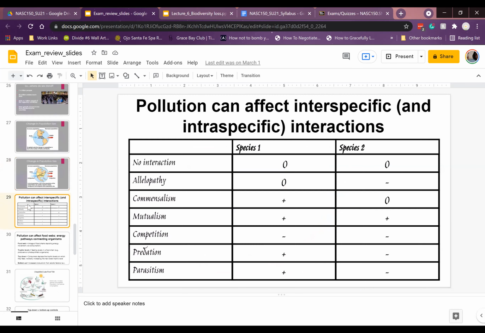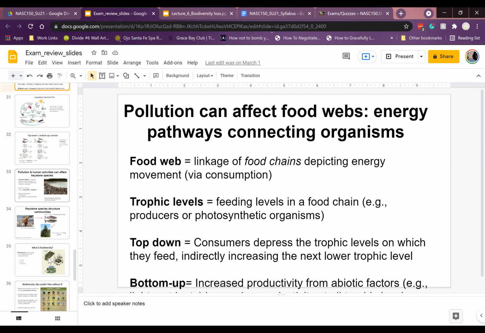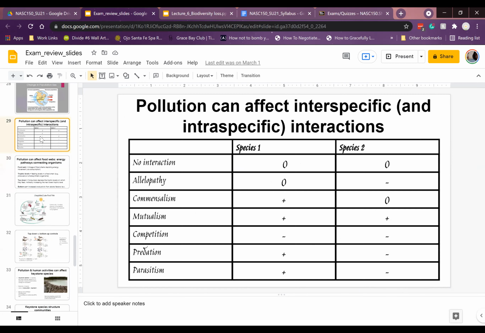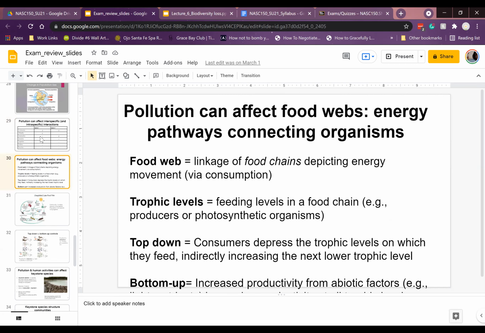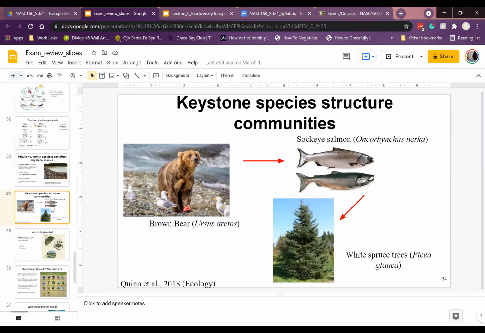You can ignore these couple slides. I was originally going to have this be part of the exam, but I realized that I didn't talk about these things. So you can ignore slides 29 through 33, or actually through 34, because we haven't talked about those yet.